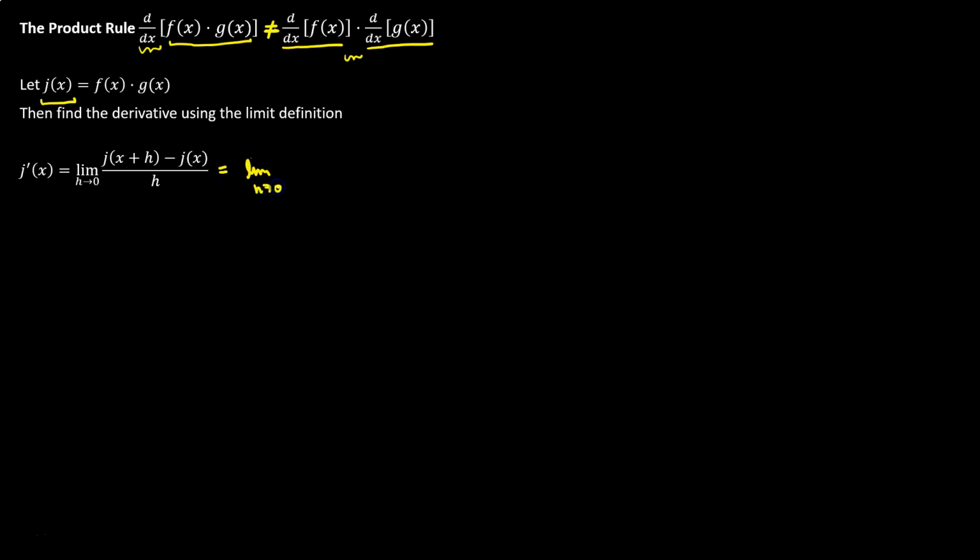First thing I'll do is replace my numerator. Instead of writing things in terms of j, let's write them in terms of f and g. So j with x plus h plugged into it is the same thing as f times g, with each of those having x plus h plugged into them. And then I'll subtract j of x, but instead of writing j of x, I'll write f of x times g of x. And then we'll copy over our denominator.